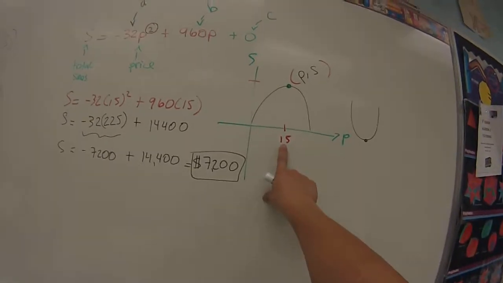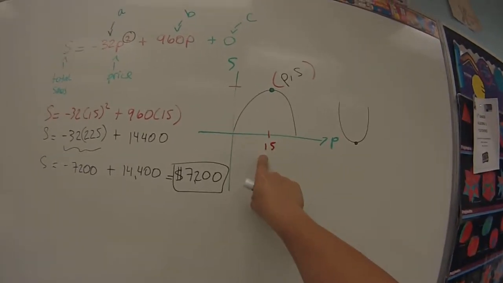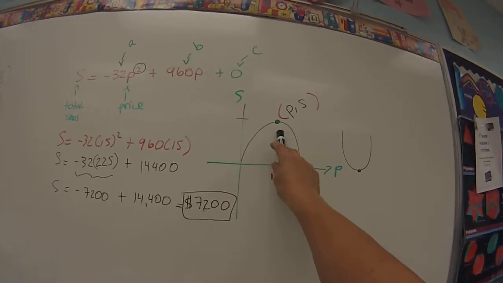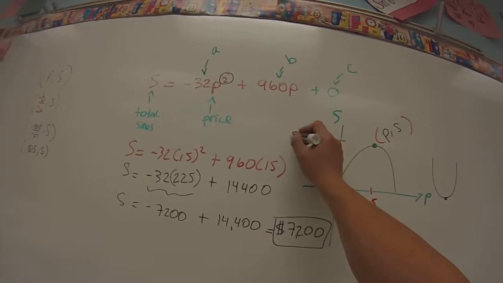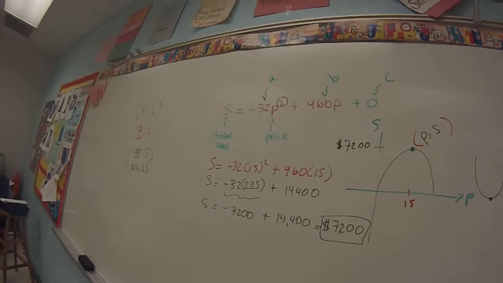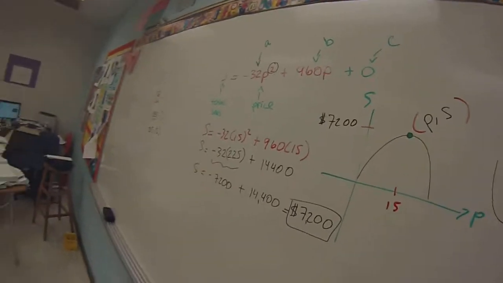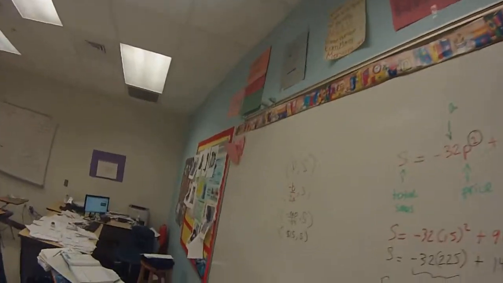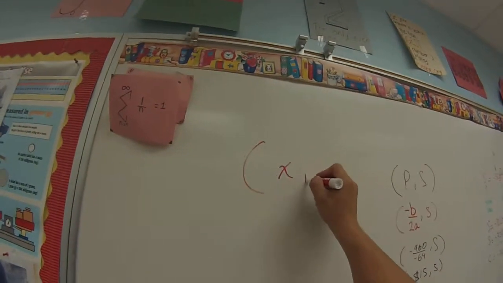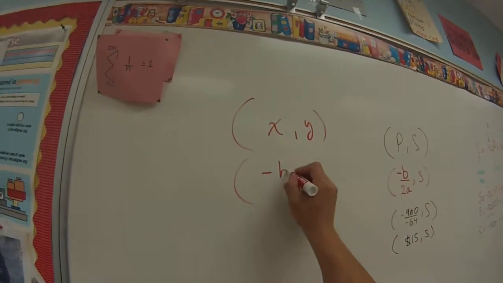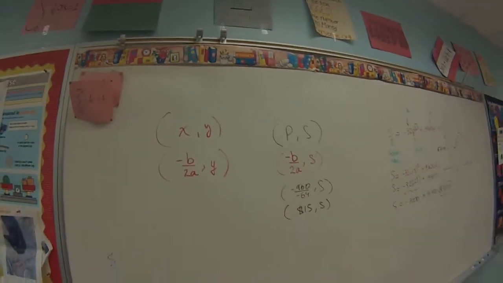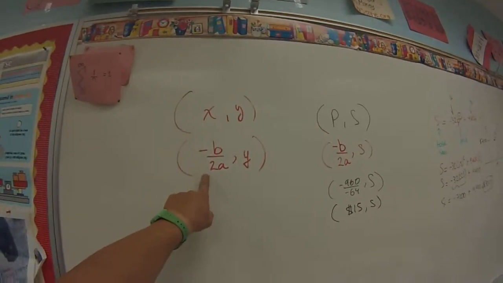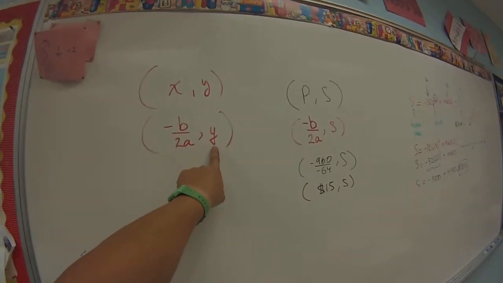When the price of the toy is $15, it will give us the highest amount of sales, which is going to be $7,200. So you have to be aware of these ideas in quadratic equations that occur. Remember the vertex formula always: the x-coordinate is negative b over 2a, comma y. If you find the x-coordinate of the vertex, you can find the y-coordinate.